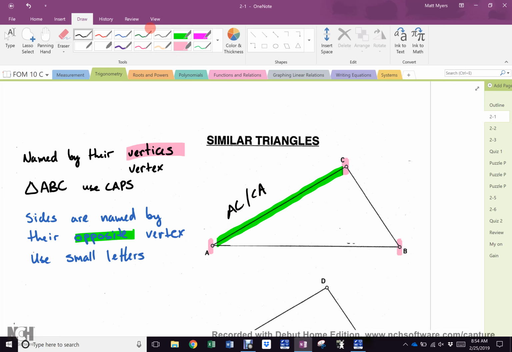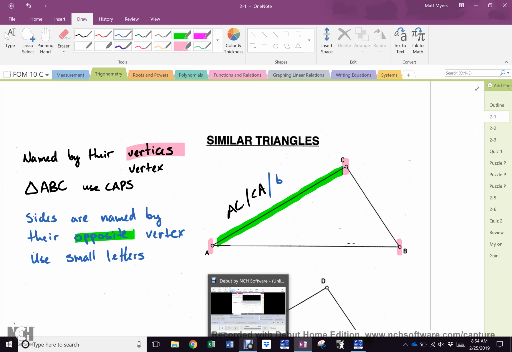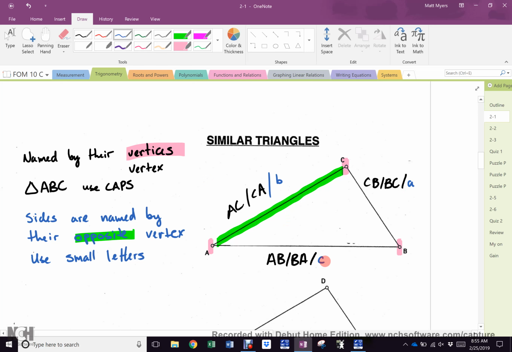Now we like to do it this way. Opposite vertex. So what is the vertex that is opposite this green side? B. So this side would be little b. Everybody understand? Little b. That's the way we're going to do it now. So you guys name the other two sides. Give it all three names for the other two sides. Lil B, Lil A, Lil C. Everyone's good?